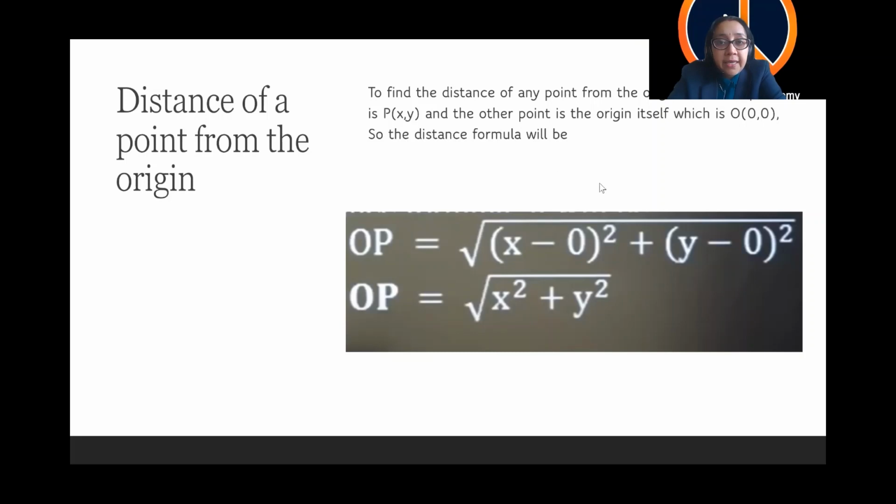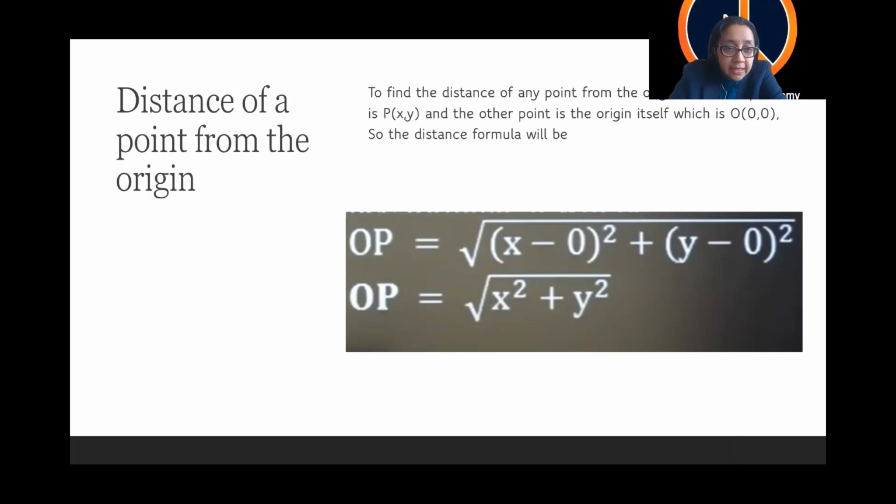Most importantly, if you have to calculate the distance of any point from the origin, you know the coordinates of the origin are 0, 0. So you just replace them with 0. So root over (x minus 0) the whole square plus (y minus 0) the whole square, and it becomes root over x square plus y square. This is how you can calculate the distance of any point from the origin.